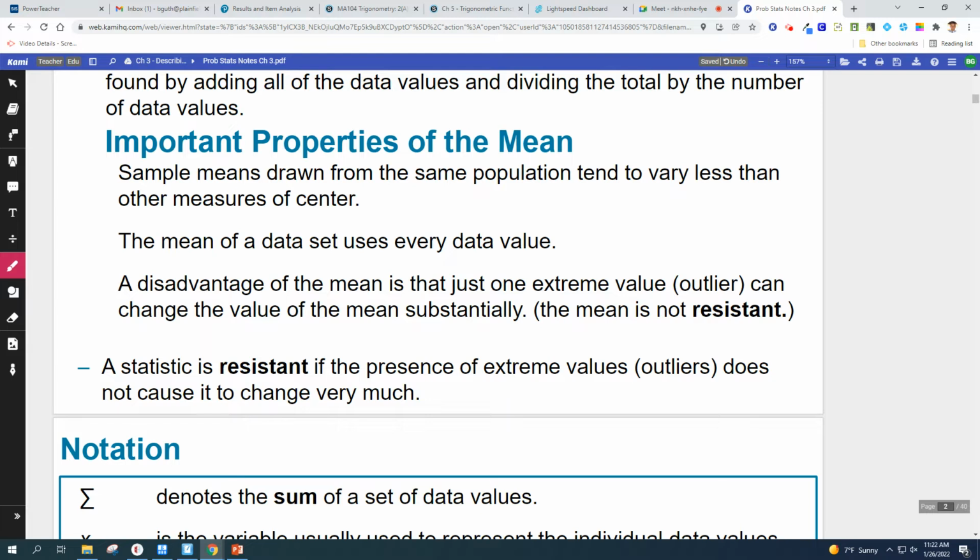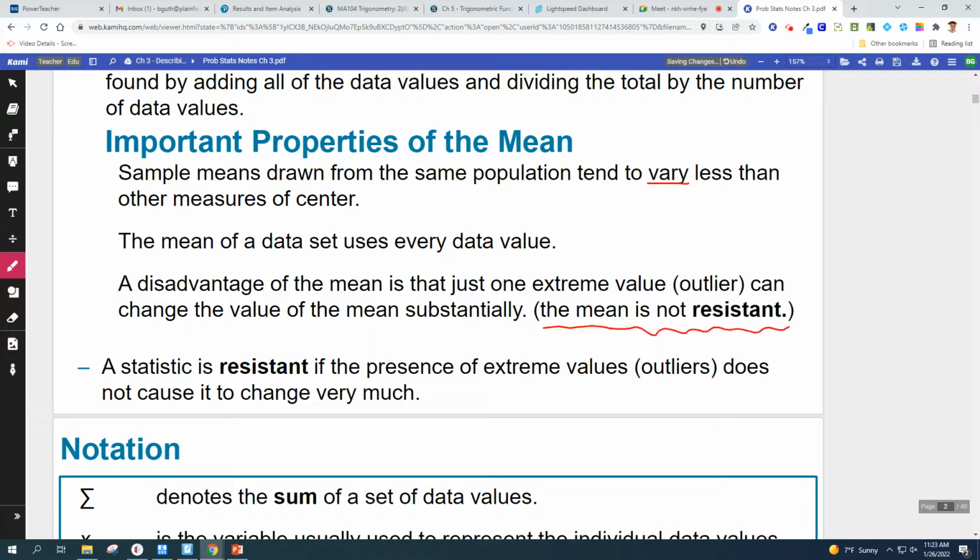Important properties of the mean. Sample means drawn from the same population tend to vary less than other measures of center. This is going to be an important word at some point in this chapter, is how much the data values vary. How much are they different from the mean or from some other measure of center. The mean of a data set uses every data value. A disadvantage of the mean is that just one extreme value or outlier can change the value of the mean substantially.